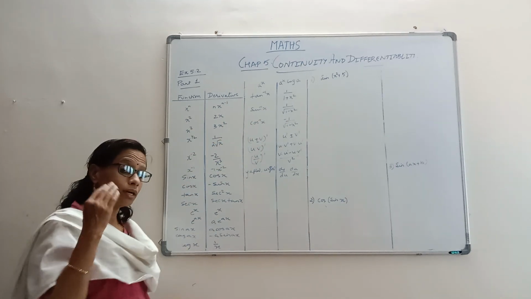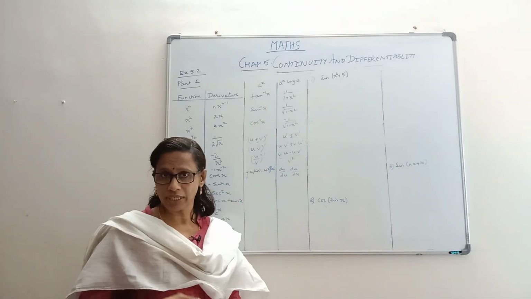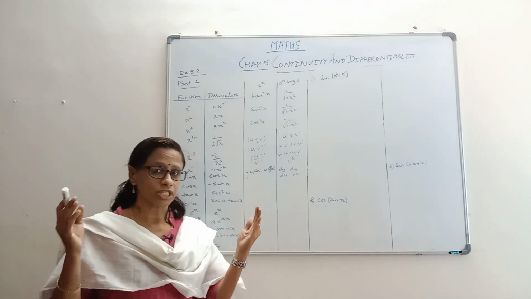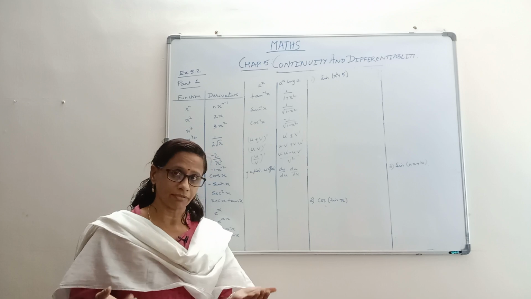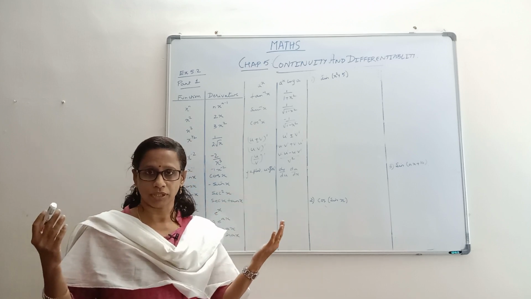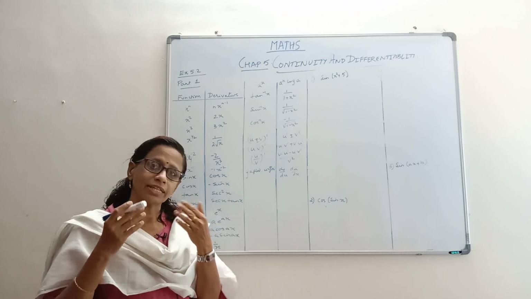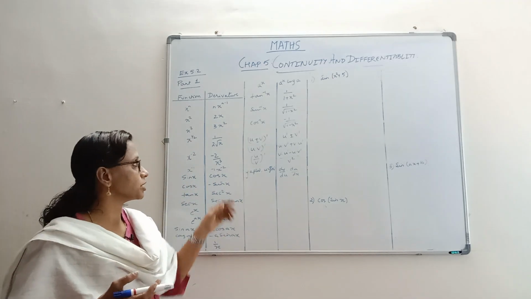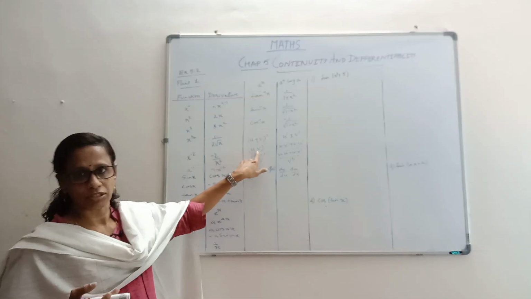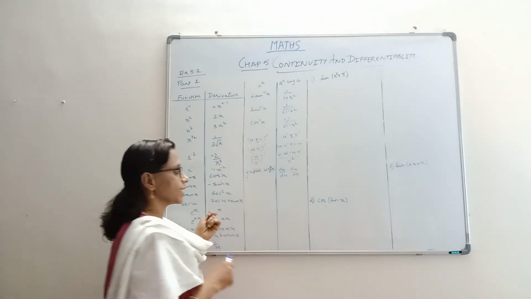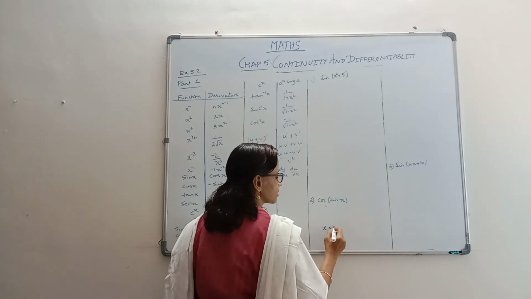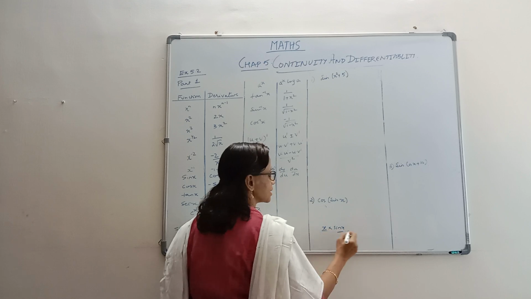Now, in finding the derivative, we also use algebra. For example, suppose two functions are added up and they ask us to find the derivative, sin x plus cos x. Then you can individually find the derivatives and that will be the derivative of the function. Suppose there is a product of functions whose derivative we have to find, something like x sin x, x into sin x, a product of two functions, x and sin x.